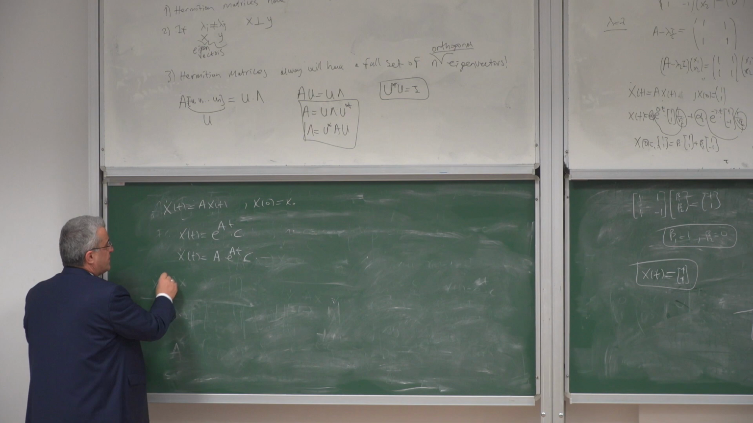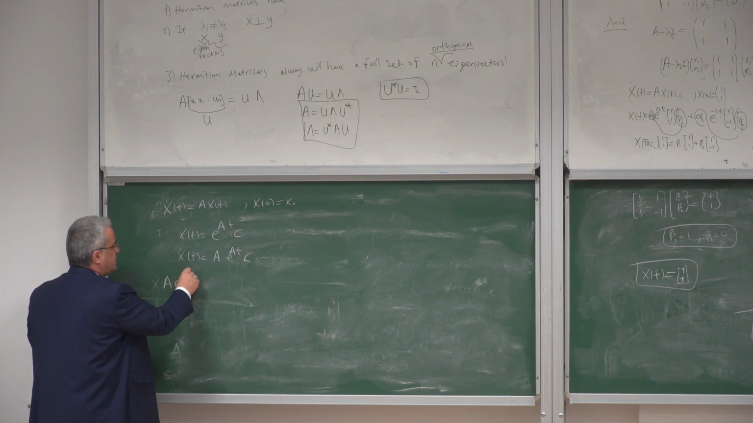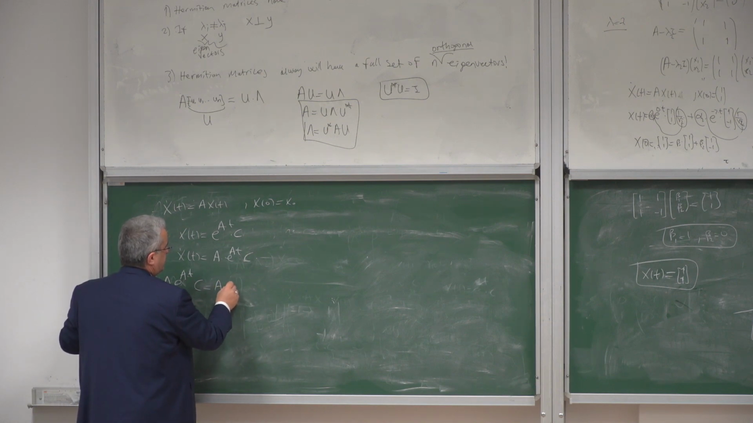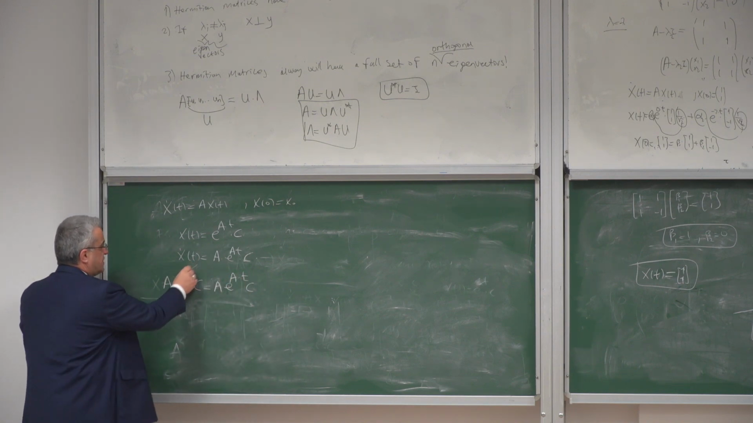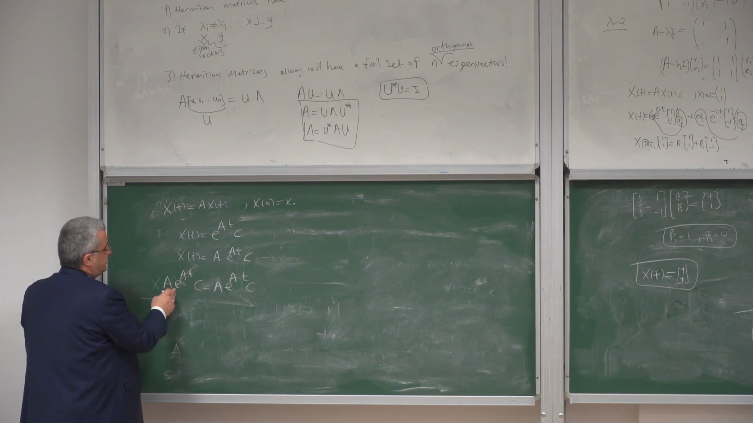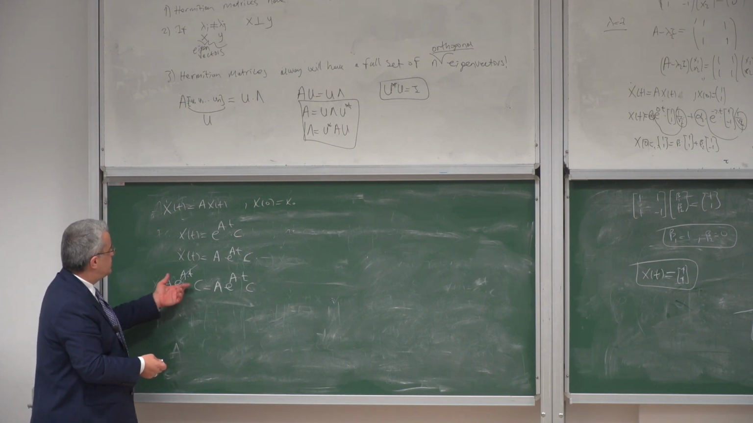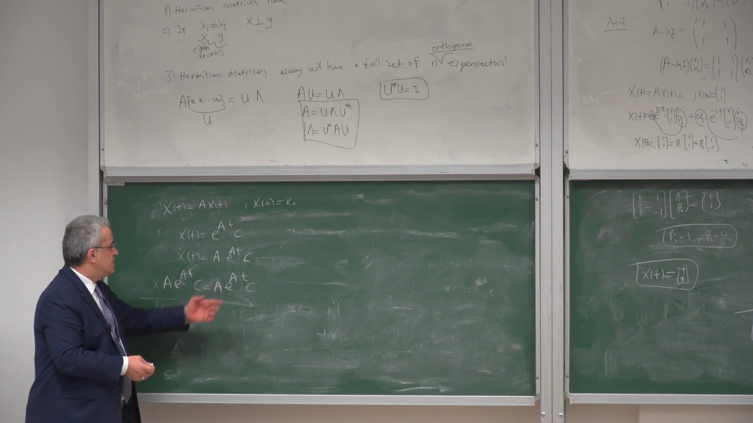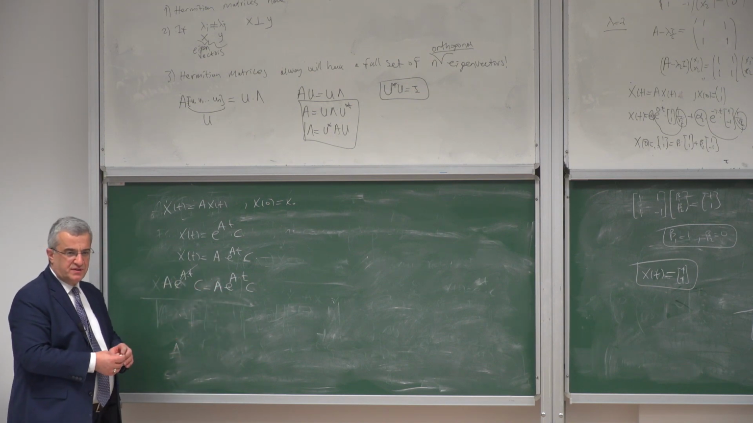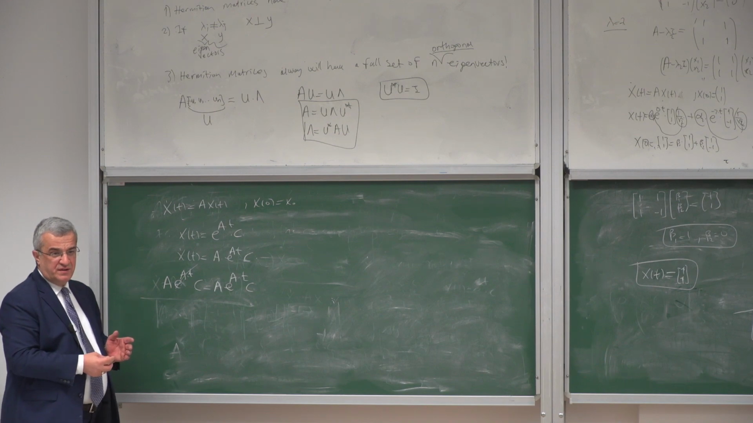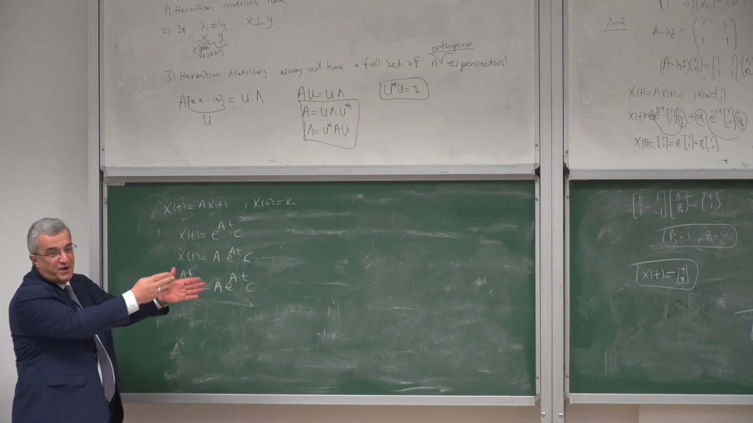Substitute in here, you have A e to the AT, and C is equal to A times e to the AT, and C. Okay? This A e to the AT, you have in both sides. So you have A e to the AT, A e to the AT, and C in both sides. So it satisfies it, right? So what is e to the AT? E to the AT is what we found there.